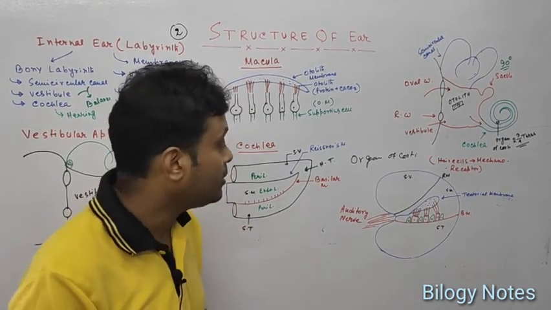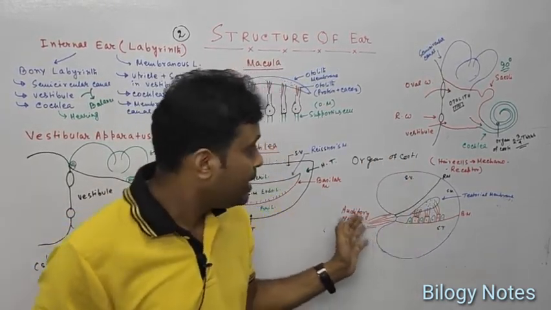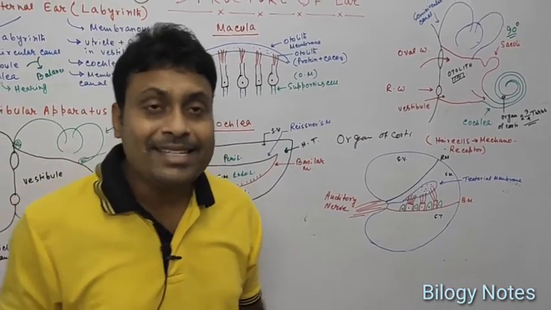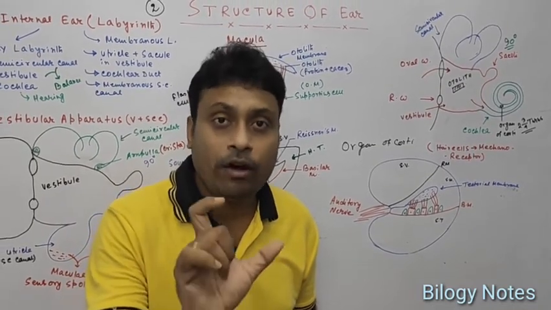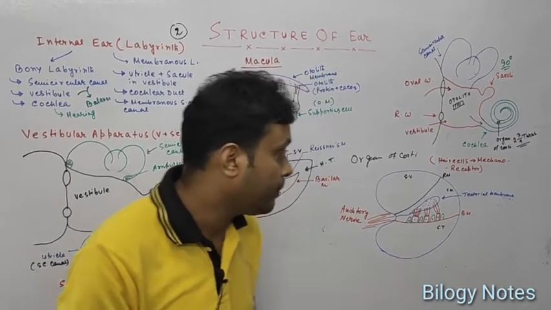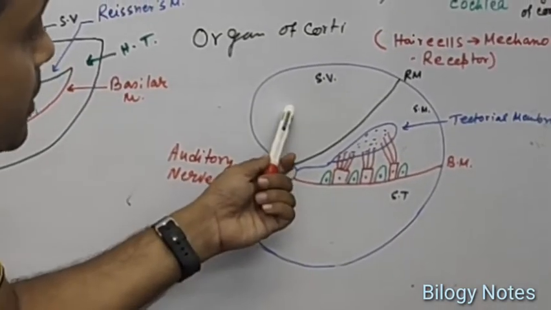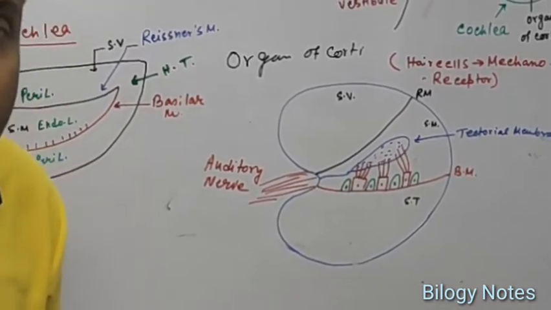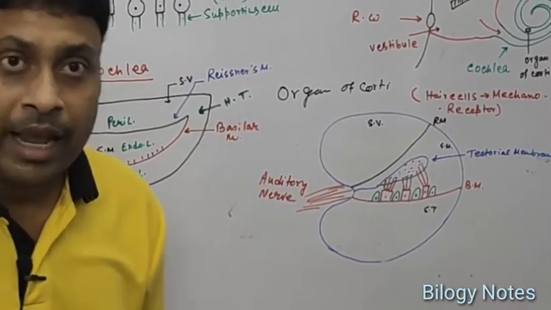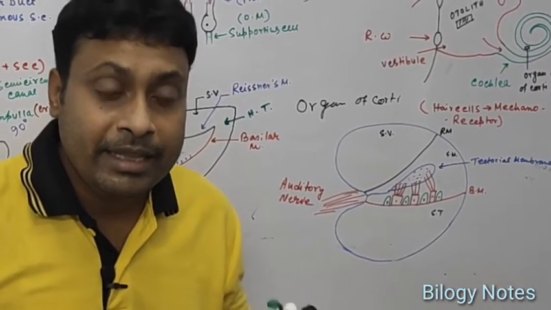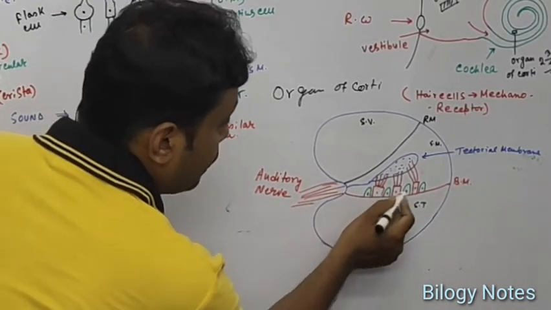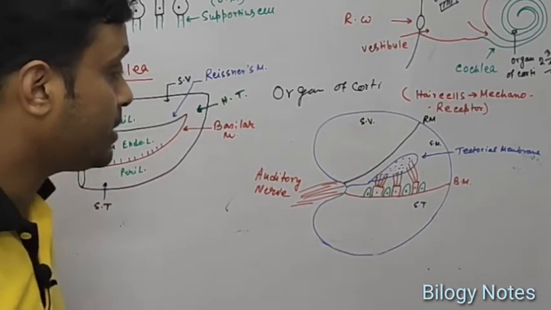Now you should learn the structure of the organ of Corti. This is the organ of Corti, which is present inside the cochlea. In each ear there is a single organ of Corti, and it is known as the organ of hearing. In the organ of Corti, the scala vestibuli, scala media, and scala tympani are present, and also Reissner's membrane and the basilar membrane. You know, in the basilar membrane there are sensory hair cells. These are the sensory hair cells which I have drawn in red color.